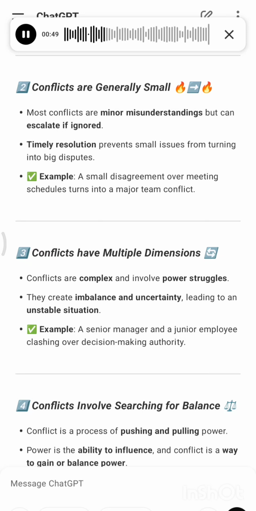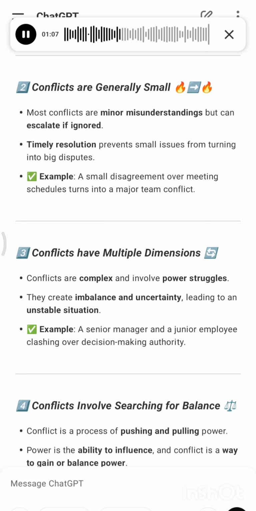3. Conflicts have multiple dimensions. Conflicts are complex and involve power struggles. They create imbalance and uncertainty, leading to an unstable situation. Example: a senior manager and a junior employee clashing over decision making authority.